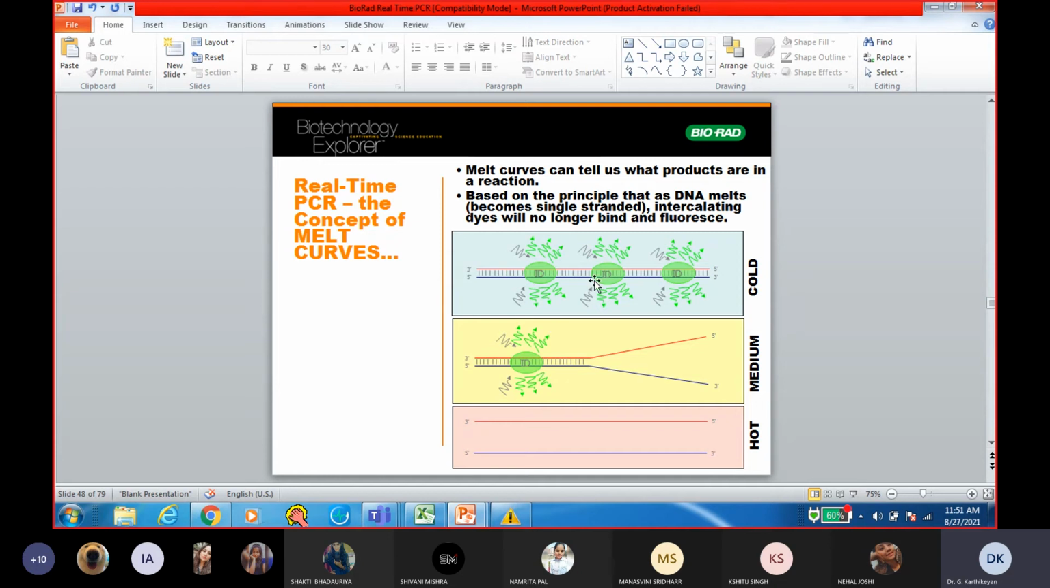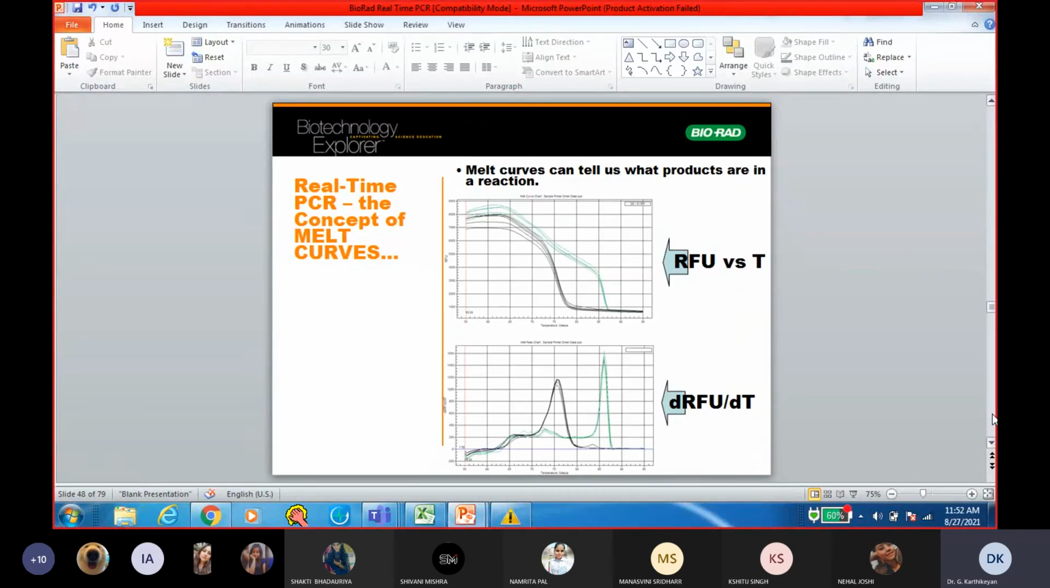And then when the reaction becomes cold, when you're trying to do annealing and extension, you will see a significant amount of double-stranded DNA. The proportion of double-stranded DNA molecules is much more. So the quantity of the dye that is going to bind to these double-stranded DNA is also equally more. So you can simply visualize this.